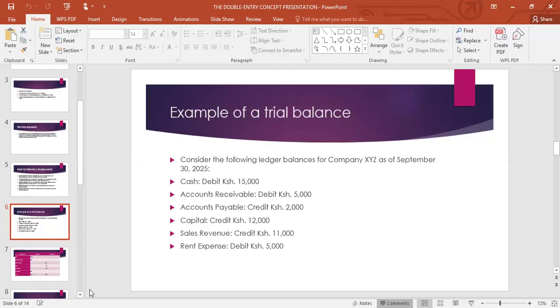In layman's language. Now, another information down there, we have accounts payable, which we credit, and the amount there is 2,000. We have capital, which we credit also at 12,000 shillings. We have sales revenue, which we also credit at 11,000 shillings. And we have an expense there, which is rent, and we debit rent at Kenya shillings 5,000. Now, next we are going to see how our trial balance is going to look.